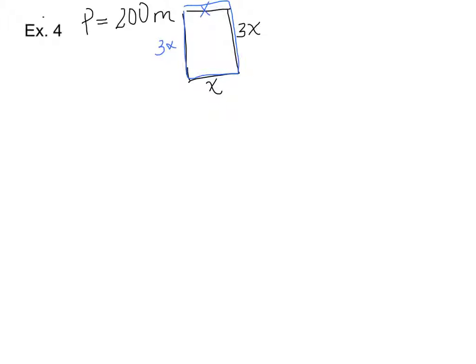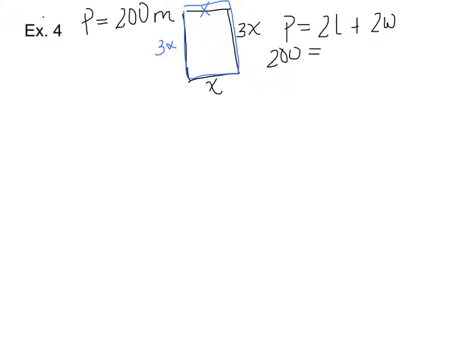And we know that, or if you can recall, the perimeter of a rectangle is 2L plus 2W. Sometimes you may see 2X plus 2Y. It doesn't matter what you use. And so we have to look at what was given. We know we have our perimeter, which was 200.